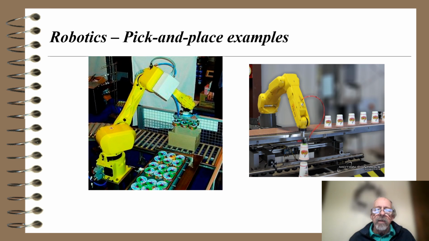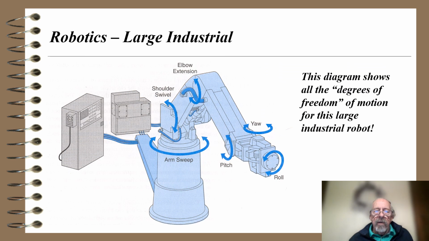Here's some more pick and place examples. We have cups on the right hand side, and looks like spools of something, wire maybe, or some other type of product on the left hand side being packed. Here's a large industrial robot. This diagram shows all the degrees of freedom of motion for this large industrial robot, and notice it has to have a complicated controller.